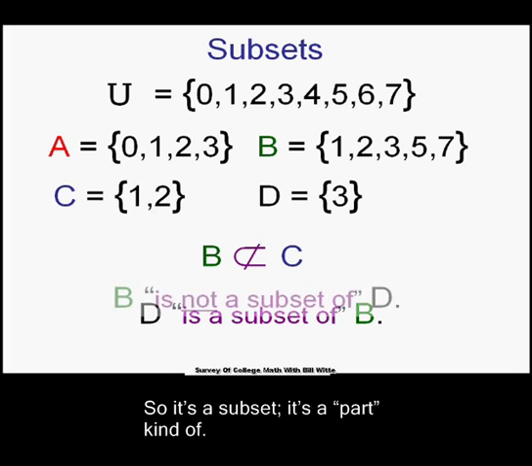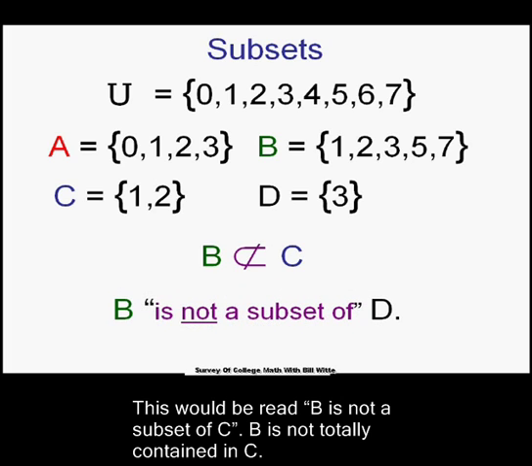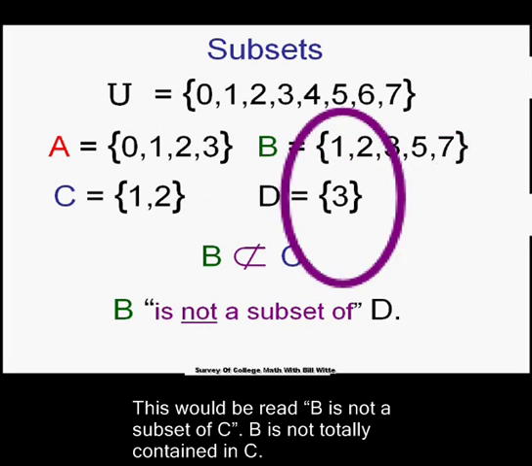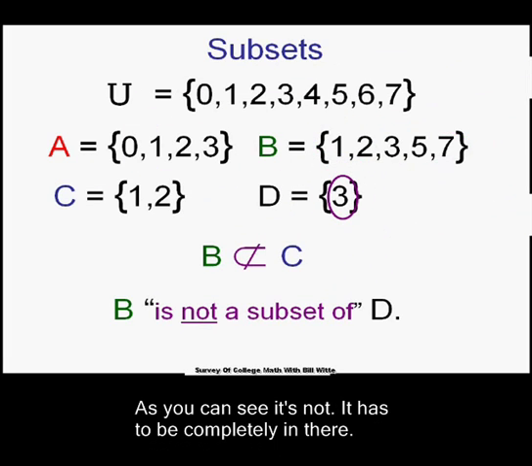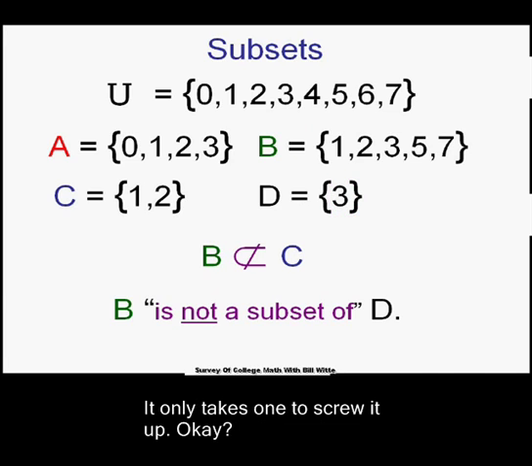This would be read, B is not a subset of C. B is not totally contained in C. As you can see, it's not. It has to be completely contained. It only takes one to screw it up. Okay?